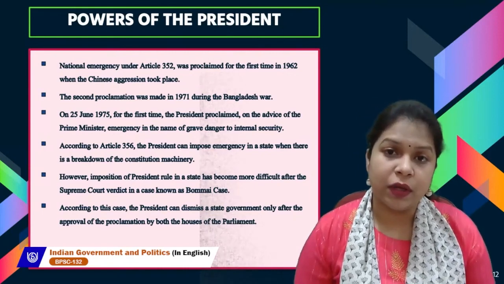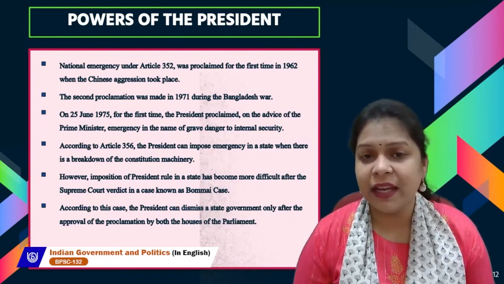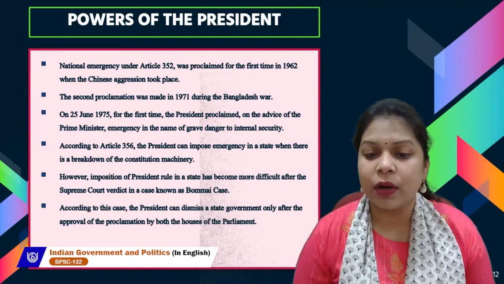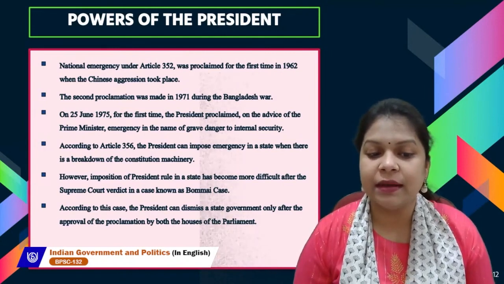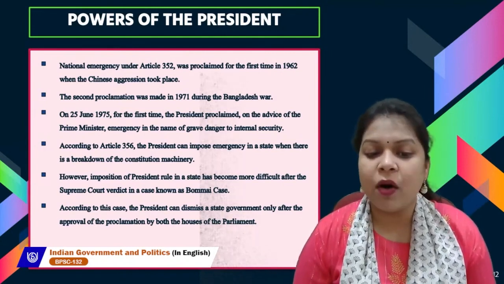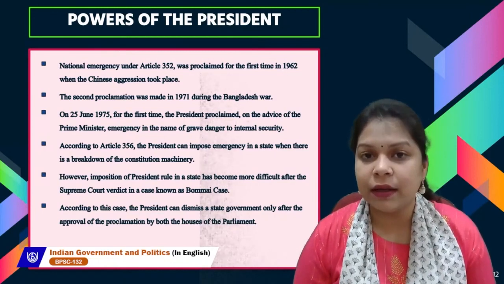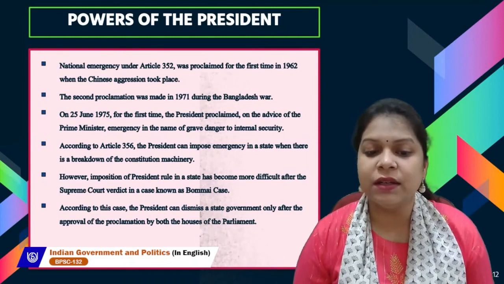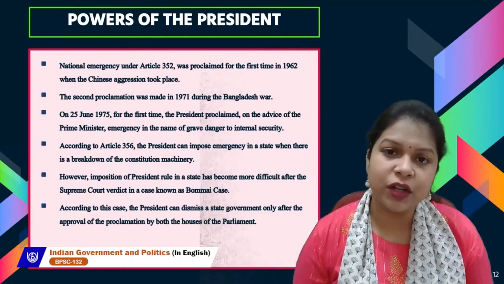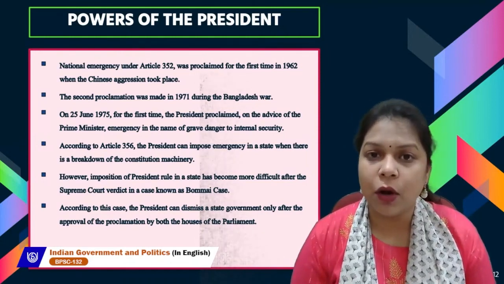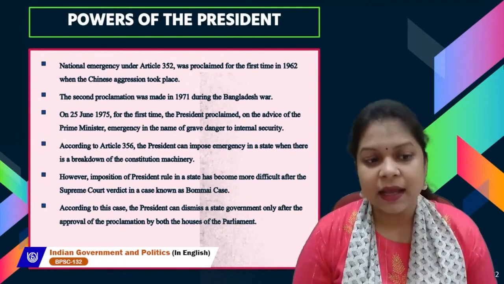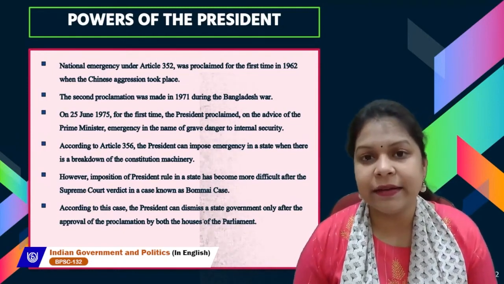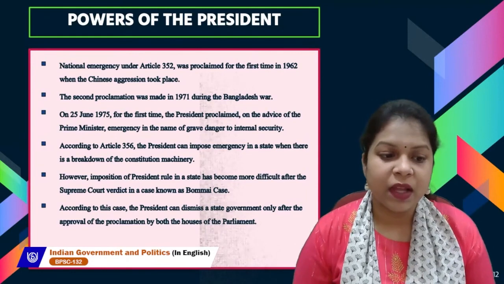On 25th June 1975, for the very first time, the president proclaimed, on the advice of the prime minister, emergency in the name of grave danger to internal security. This was the very first time that danger to internal security was the ground for proclaiming the emergency. That happened in the year 1975, on 25th June.